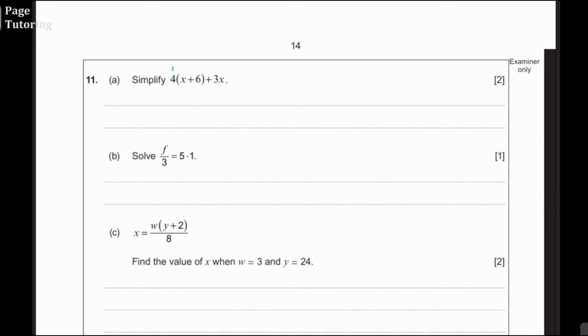So first you do your 4 times your x, so that gives us 4x. Then you do your 4 times the second term, so we're going to do 4 times 6, so that gives us 24. And then we're going to add 3x. But now we can see that's not the simplest term, because we've got an x over here and an x over here. So we're going to gather them together. I'm going to do 7x plus 24.